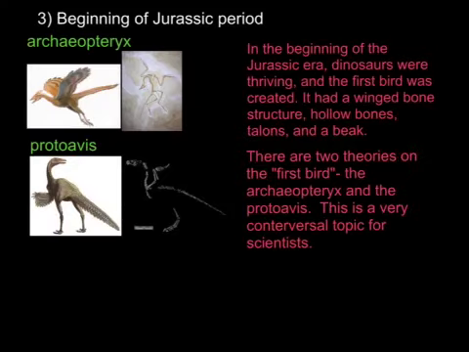In the beginning of the Jurassic period, dinosaurs were thriving and the first bird was created. It had a winged bone structure, hollow bones, talons, and a beak. There are 2 theories for the first bird, the Archaeopteryx and the Protoavis. This is a very controversial topic for scientists.